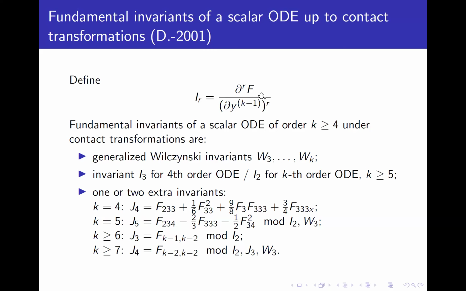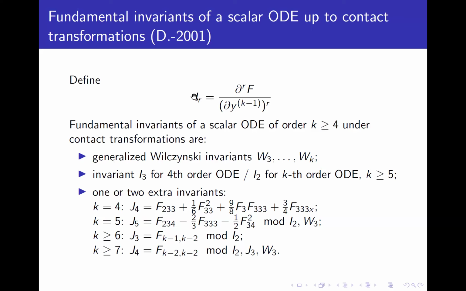For contact geometry of ODEs, here is a complete description of fundamental invariants. So in a way, this is a complete characterization of trivializable ODEs. First of all, if you have an ODE of order k at least 4, we have Wilczynski invariants. There are k minus 2 of them. And again, indices here exactly correspond to the orders of these invariants, how many derivatives you have to take. Take into account that you count derivatives with weights.